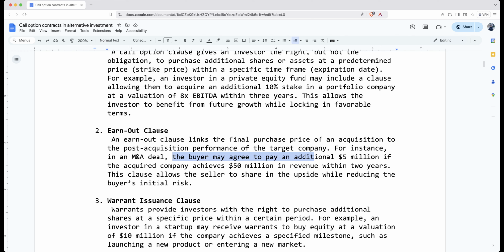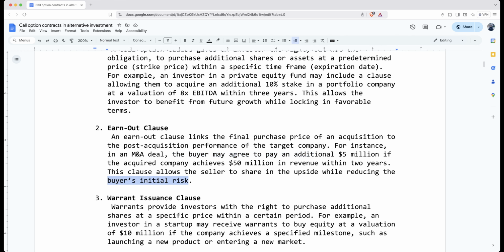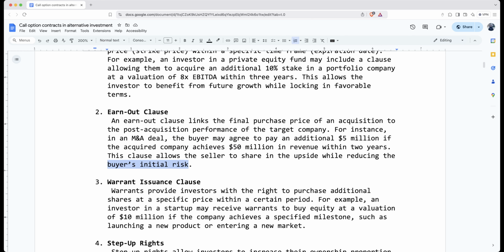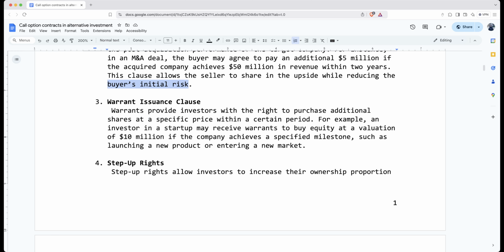They don't have to fight over the valuation, whether it's too expensive or too cheap. Just sell at a cheap price, and if it turns out good, let's pay more, something like that. Okay, this clause allows the seller to share in the upside while reducing the buyer's initial risk. So it is not only upside potential sharing, it is risk management, and it is a negotiation tool about the price.